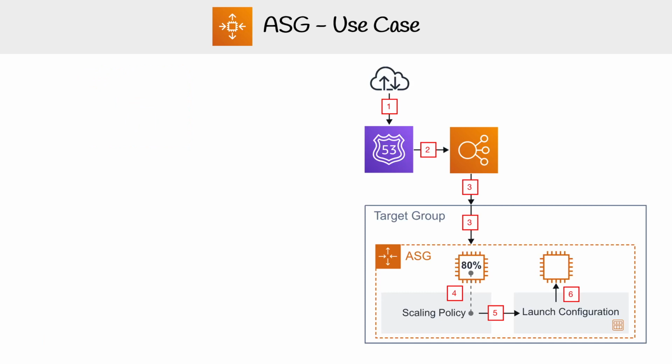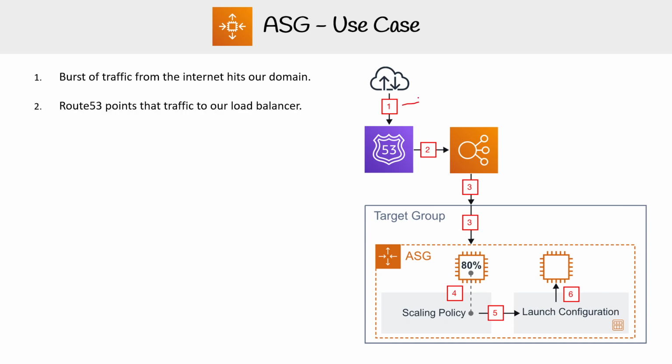What would be a use case for ASGs? Well, here is a diagram, and let's just walk through it. So imagine you have a burst of traffic that is coming into our domain. I'm just going to get our pen out here so I can follow along. So up here, Route 53 will point that to our load balancer over here.